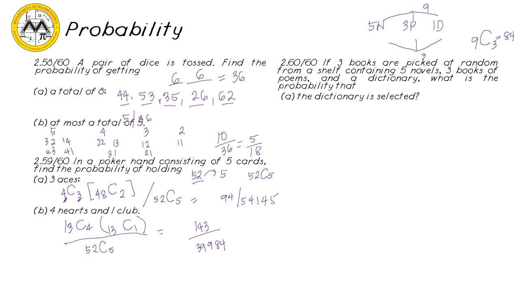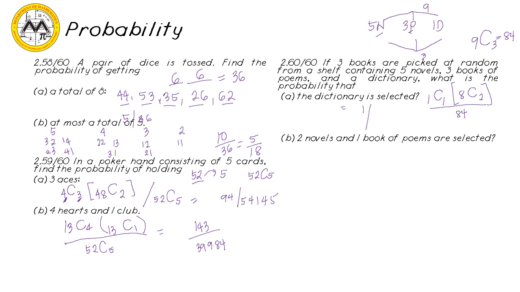If we are going to select the dictionary, out of the 1 dictionary present, we're going to choose the dictionary. And from the 8 other books, 5 and 3, we need to select an additional 2 books. This is to be divided by 84. So this is 1 combination 1 times 8 combination 2 divided by 84. So this is 1/3.